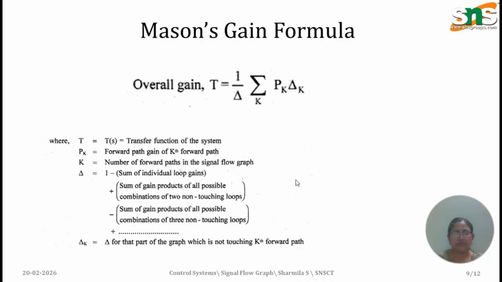Mason's gain formula: the overall gain T is equal to 1 by del, summation of Pk del k. T is the transfer function of the system. Pk is the forward path gain of the kth forward path, and k is the number of forward paths in the signal flow graph. Del is 1 minus the sum of individual loop gains, plus the sum of gain products of all possible combinations of two non-touching loops, minus the three non-touching loops, and so on. Del k is equal to del for the part of the graph which is not touching the kth forward path.